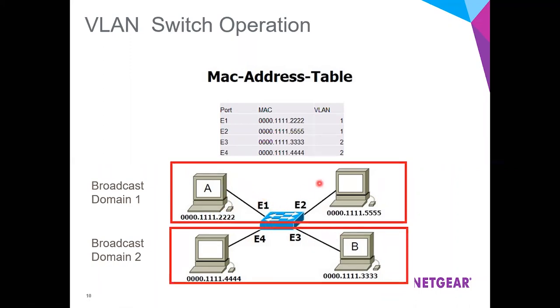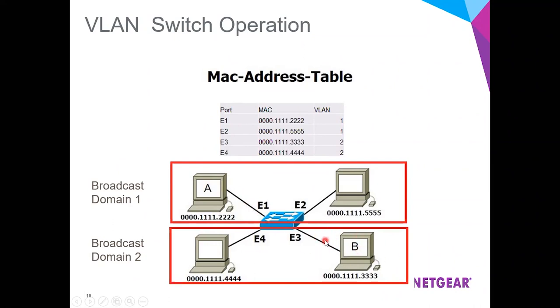There is communication between them. However, when we implement VLANs, we add this extra column here. So you can see we have VLAN 1 and VLAN 2. So, for example, when computer A wants to talk to computer B, as they are in different broadcast domains, when they send a packet, computer B will never get it.